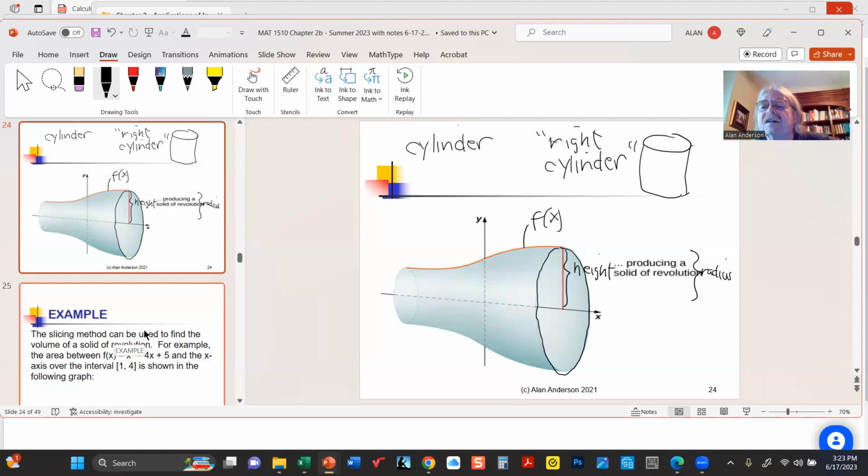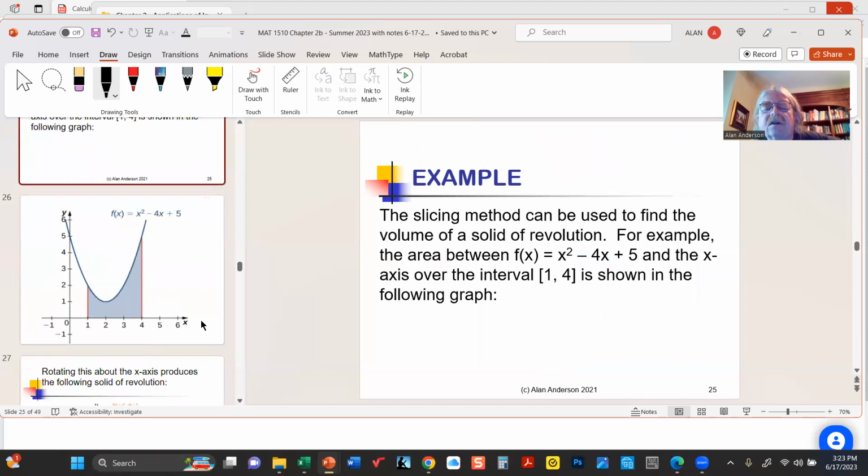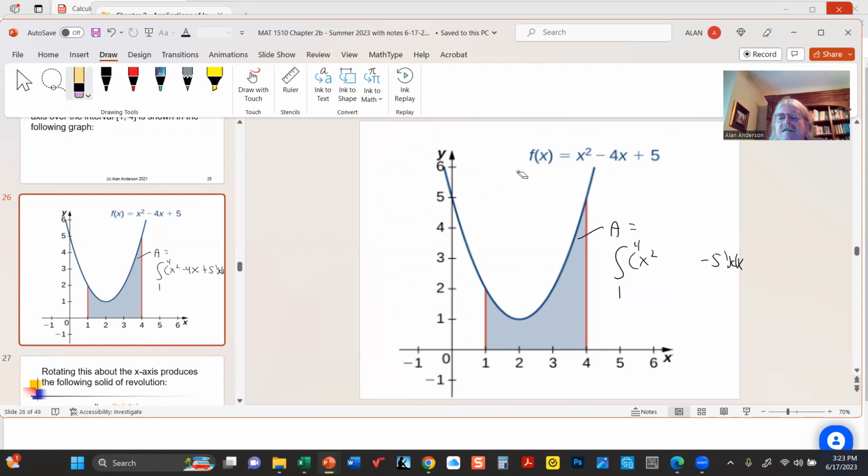Okay, so let's look at a specific example. Instead of that one, let's use this one. We're going to take a parabola, f of x equals x squared minus 4x plus 5, and then rotate it about the horizontal axis between the interval 1 and 4. Now we've seen this before, and again, if we were only interested in the area under the curve, it would be a simple matter of taking the integral from 1 to 4 of x squared minus 4x plus 5 dx. But since that's not what we're looking for, it's more complicated than that.